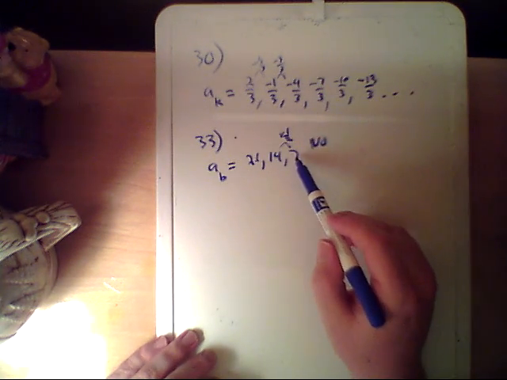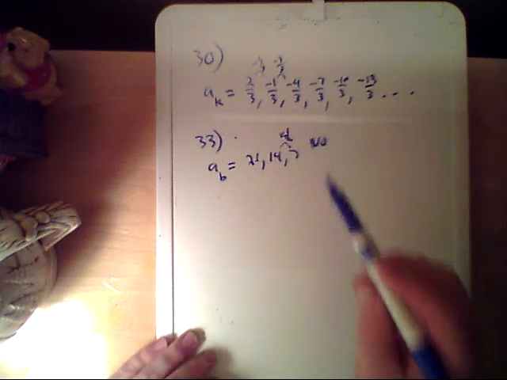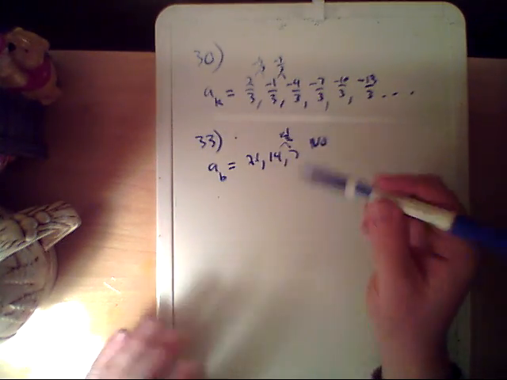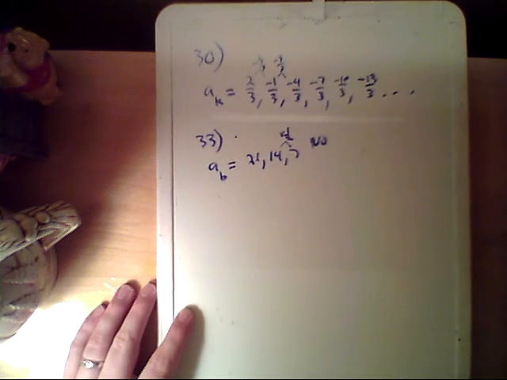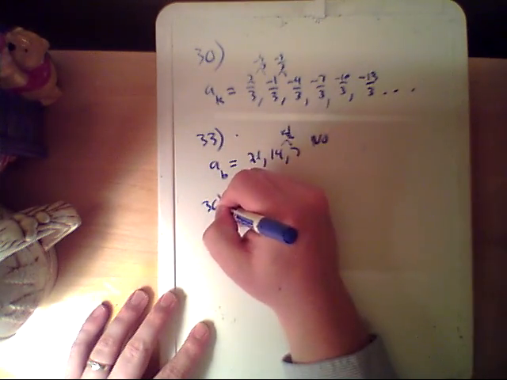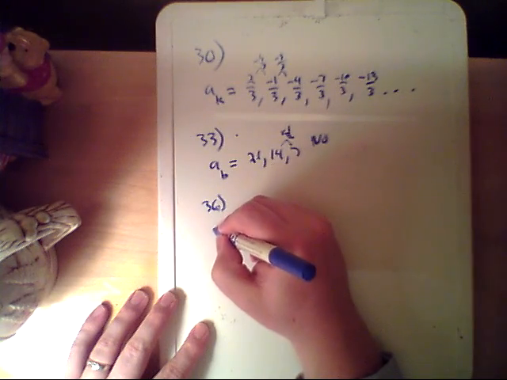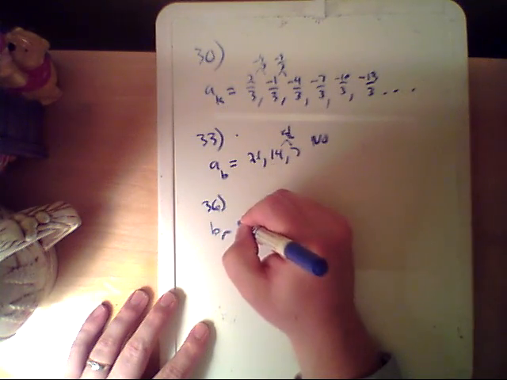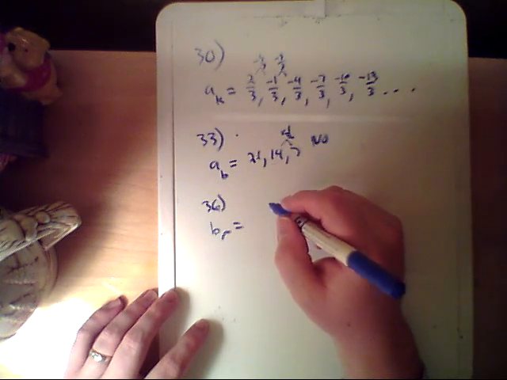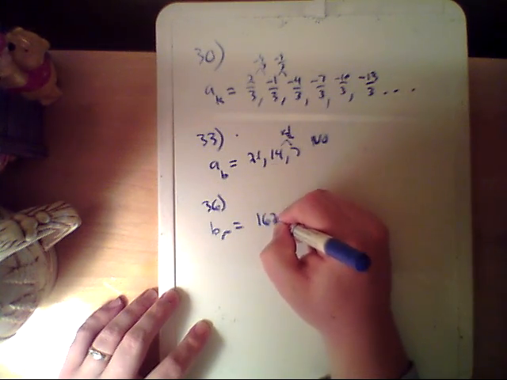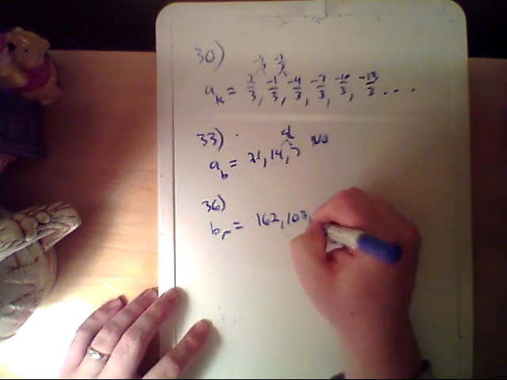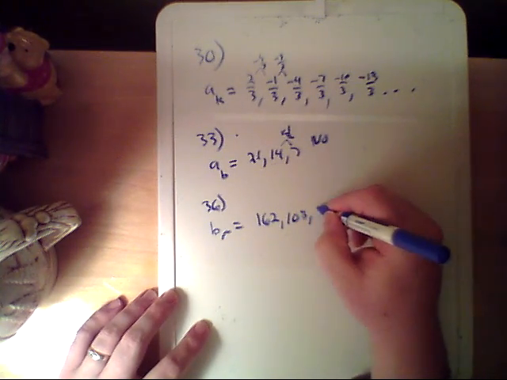And if we really want to, we could take 7 times 21 and take the square root. We're not going to land at 14. That's another way to show that it's not a geometric series. All right, so next we got 36. Let's call this b sub r equals 162, 108, 72.